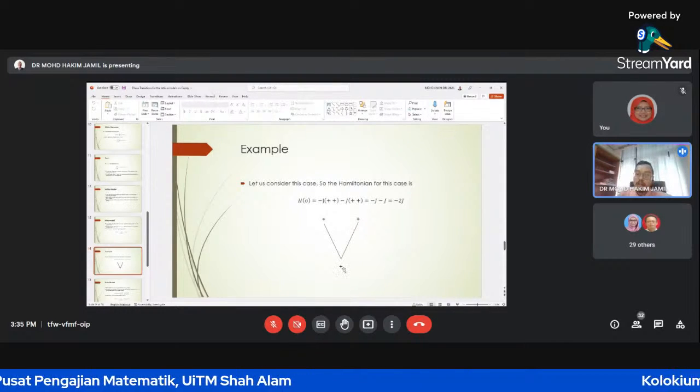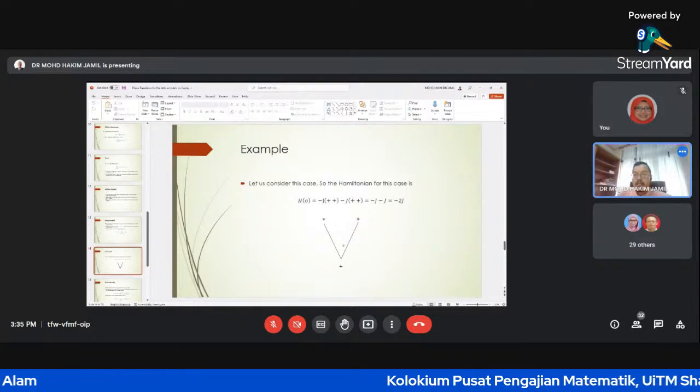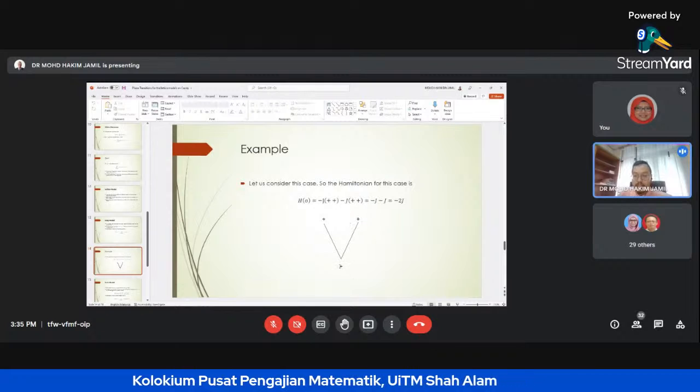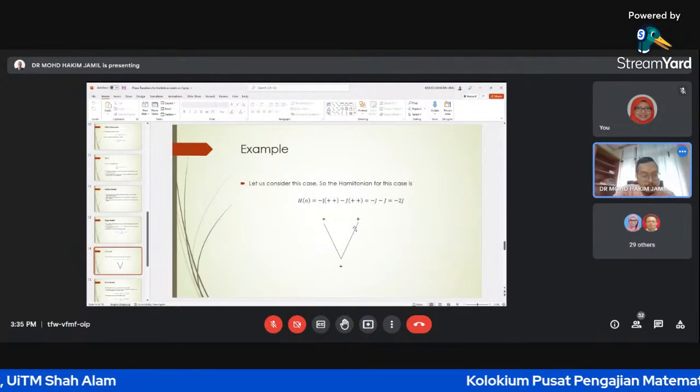So it's possible to have plus, minus, plus. So we have plus, plus, plus. So we can have plus, minus, minus. Or you can start from this one, minus, then we have plus, plus. Each of these gives a different Hamiltonian.